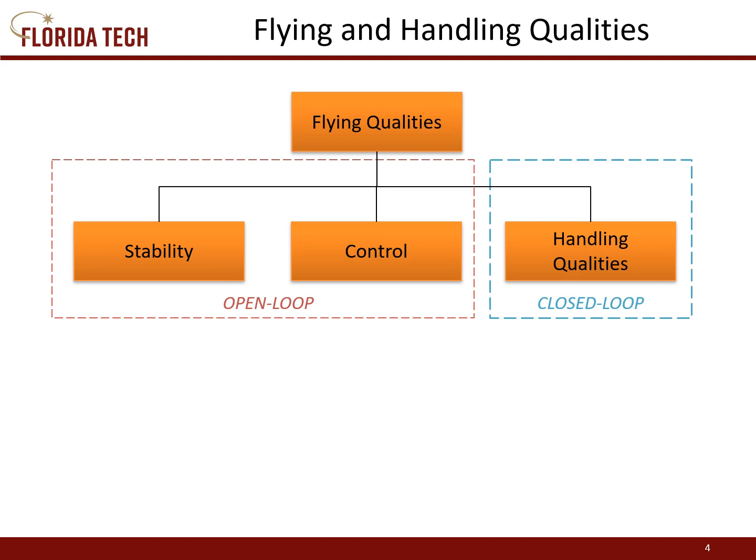Handling qualities is often considered to be a subset of flying qualities. But we also want to distinguish flying qualities from handling qualities. And so we use open and closed loop as a means of distinction. So for stability and control, we're going to get those answers using open loop interaction with the pilot. But for handling qualities, we're going to use a closed loop task to assess those.